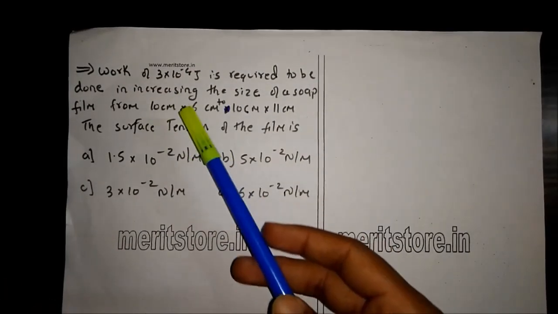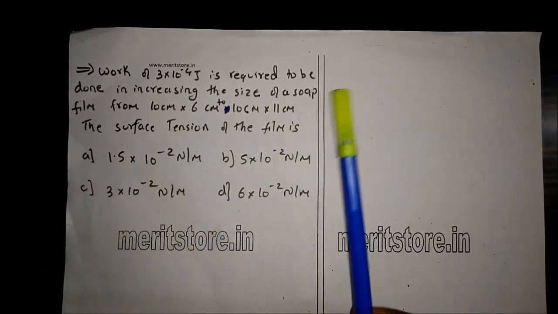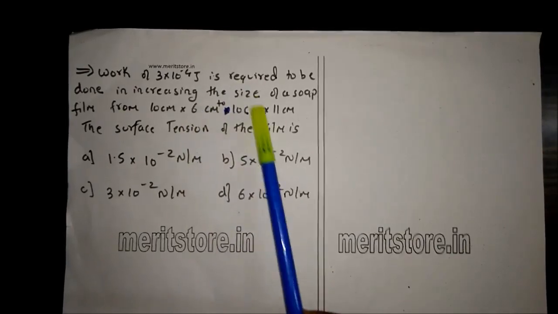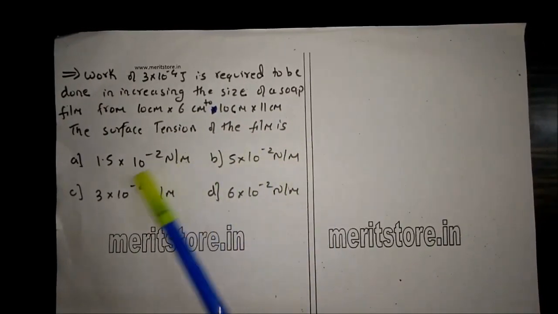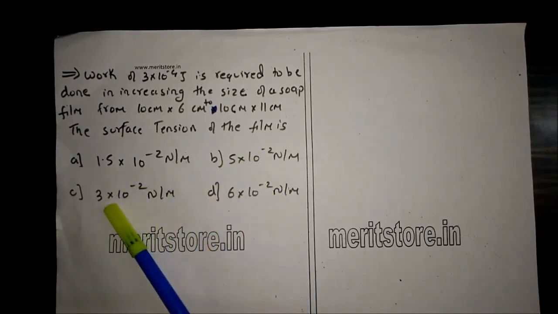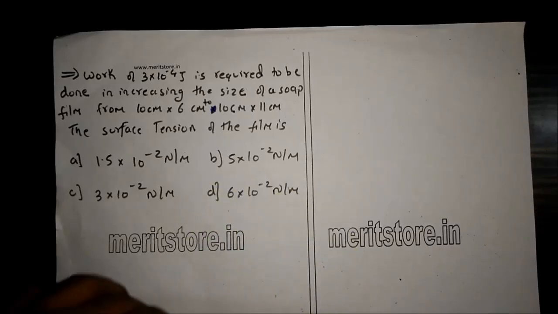Work of 3 into 10 raised to minus 4 joules is required to be done in increasing the size of a soap film from 10 centimeter into 6 centimeter to 10 centimeter into 11 centimeter. The surface tension of the film is 1.5 into 10 raised to minus 2, 5 into 10 raised to minus 2, 3 into 10 raised to minus 2, or 6 into 10 raised to minus 2 Newton per meter.